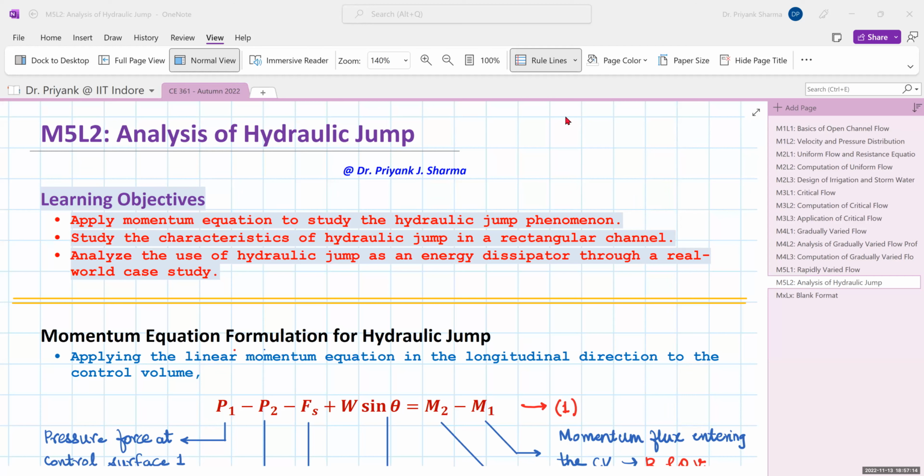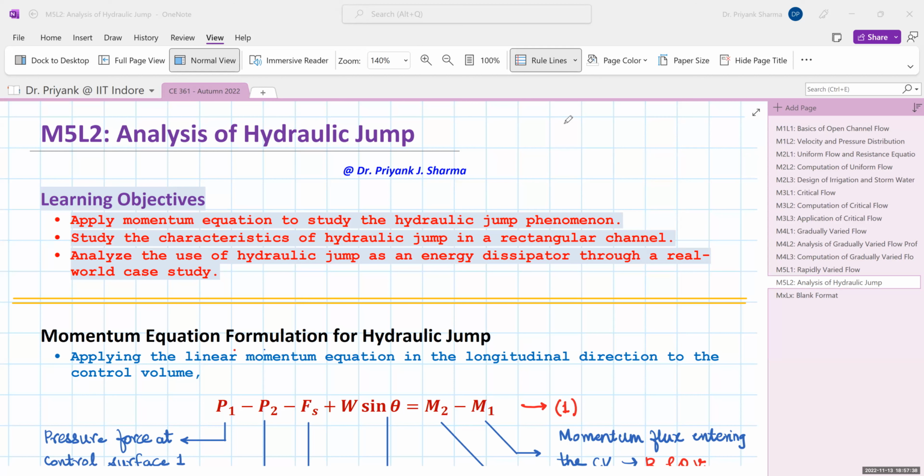Hello friends and welcome to the second lecture of Module 5, in which we'll discuss the analysis of hydraulic jump. Our learning objectives are that we'll apply the momentum equation to study the hydraulic jump phenomena. In the last lecture we saw that the energy equation is not sufficient to get insights about this hydraulic jump phenomena, and that is why the momentum equation is necessary.